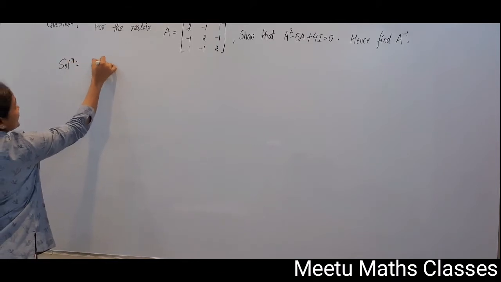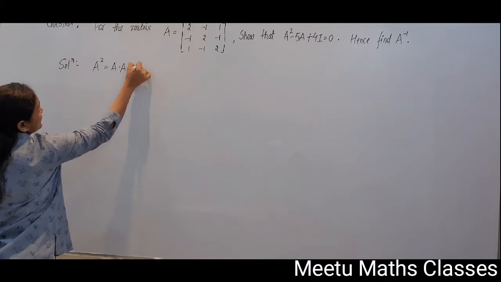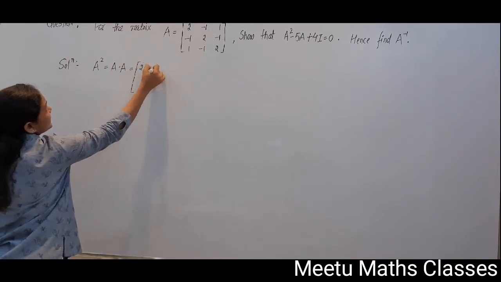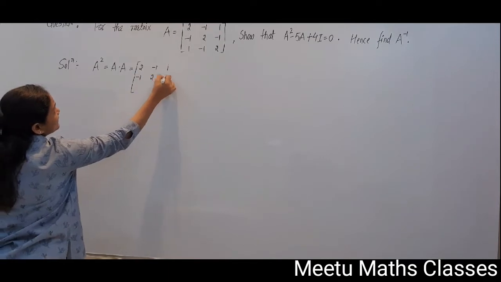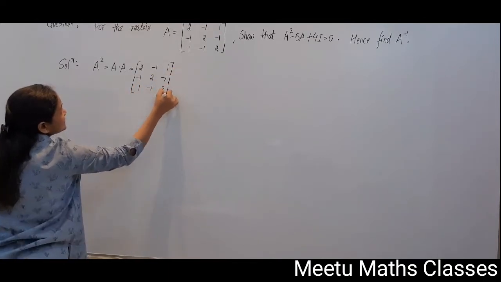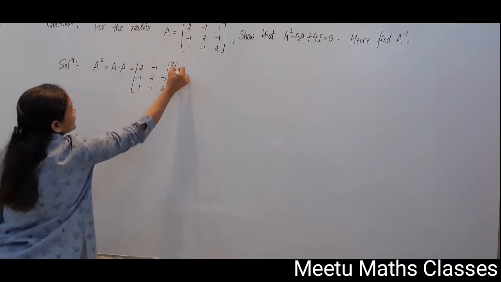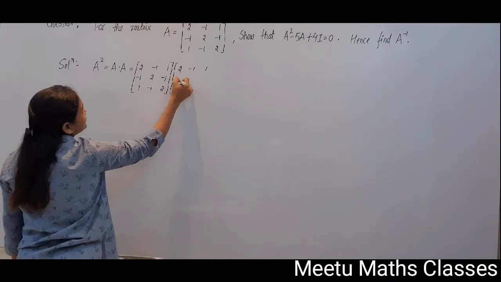What is A square? A square can be written as A into A. So, A multiplied by A. A is your this matrix, and write it again, A multiplied with A.